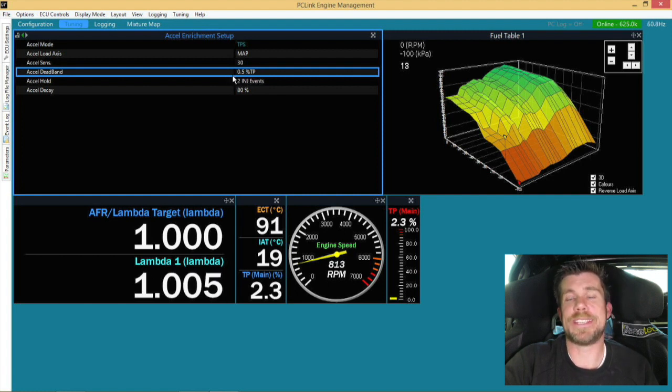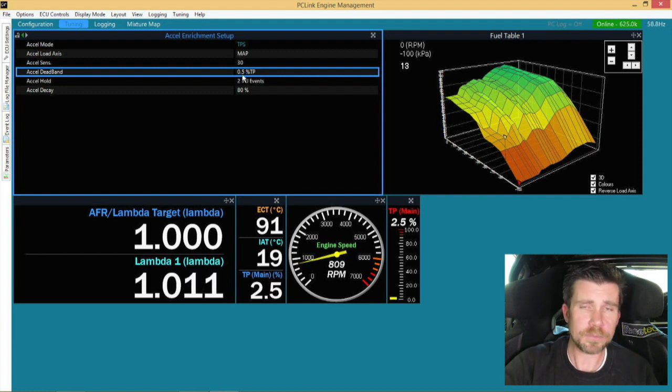So first of all, what this deadband means is that the ECU will ignore the throttle position until it's moved outside of a deadband, which is plus or minus, in this case, 5.5%, from the current position. So what that's allowing is a very small amount of throttle movement before the ECU will even start looking for acceleration enrichment. Generally, around 0.2 to 0.5 is a pretty good place to have that deadband.